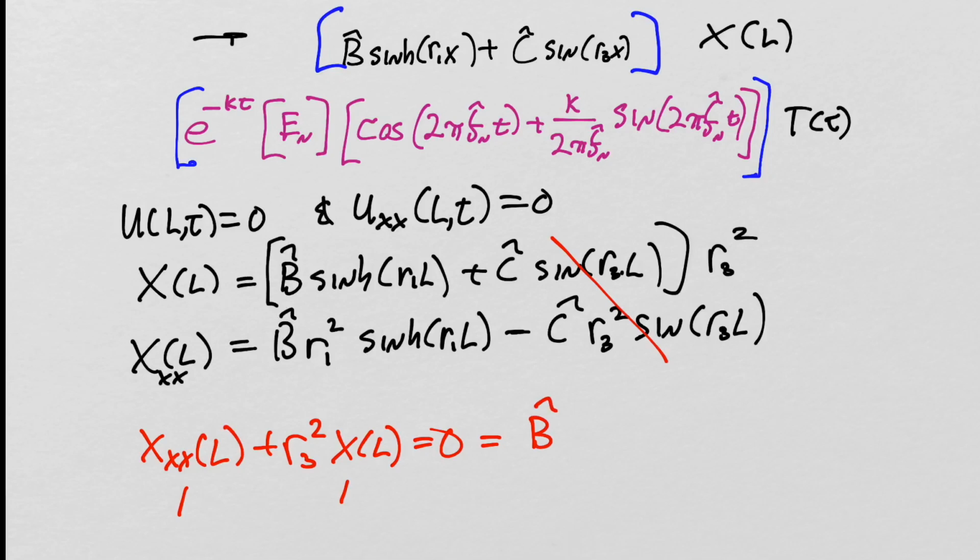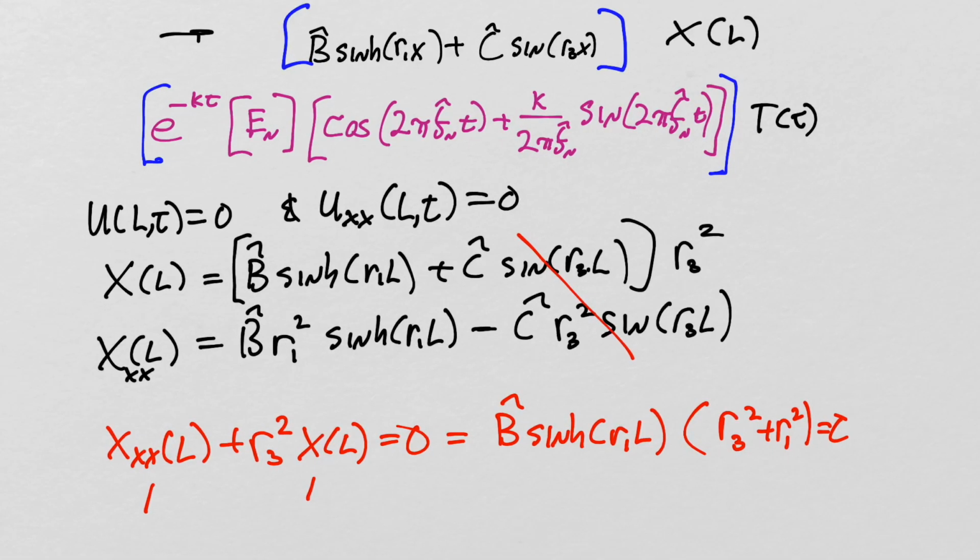And it would be B hat times the hyperbolic sine of R1L, right, times R3 squared plus R1 squared equals 0.